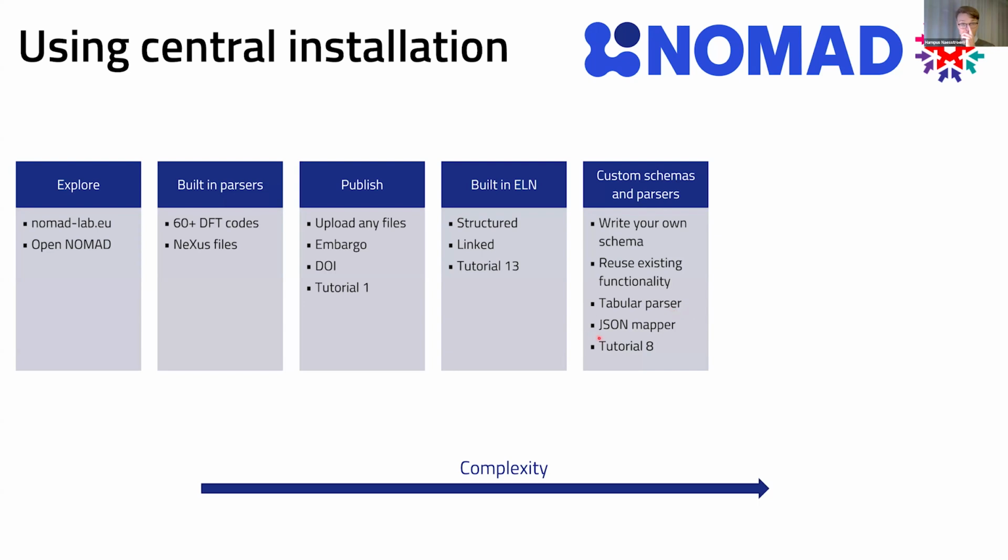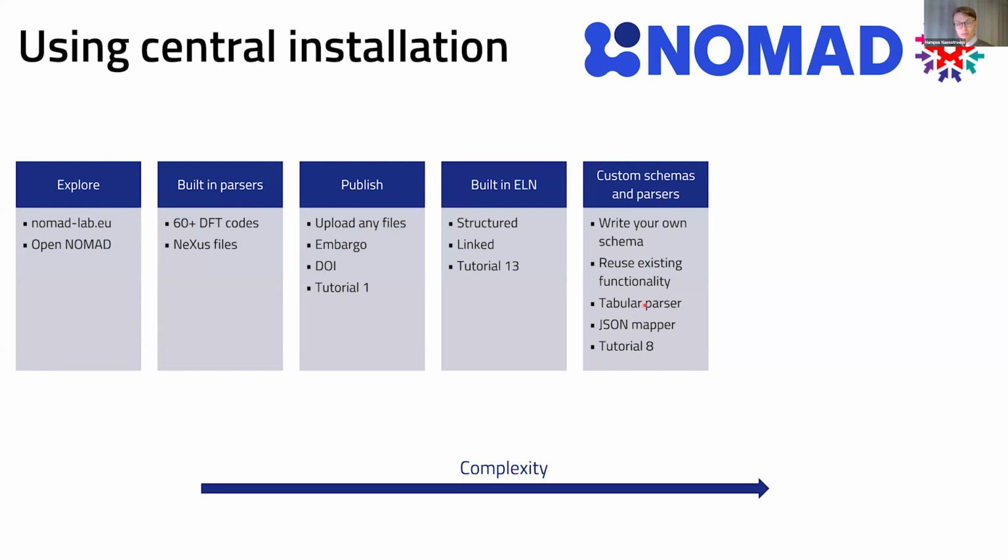And then there is a new tool, which is unfortunately not so well documented right now, but I'm sure this will come soon, which is just a JSON mapper, which basically lets you take data from some other database that you want to put in NOMAD, and you just tell it, this field should go here, this field should go here, and so on. It starts to get a little bit more complex, but it's definitely a powerful tool. And in tutorial 8, we talk a lot about this, right? So if you want some more information, then tutorial 8 is the place to go, where we talk a lot about how you write your schemas, how you use this tabular parser, and so on.